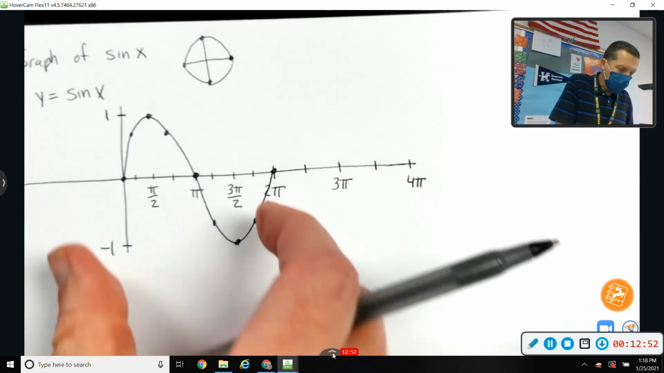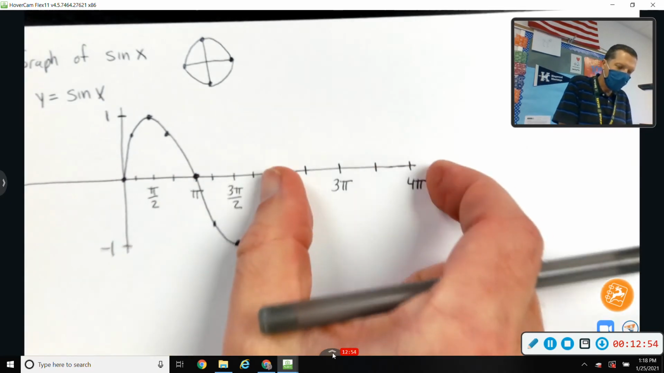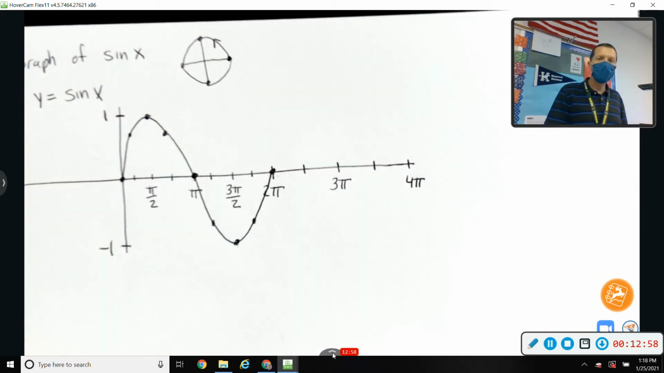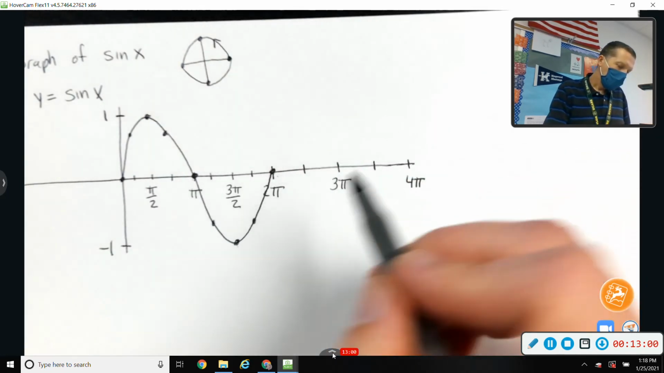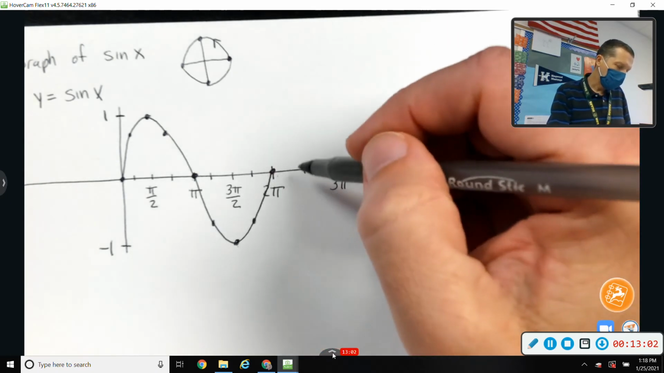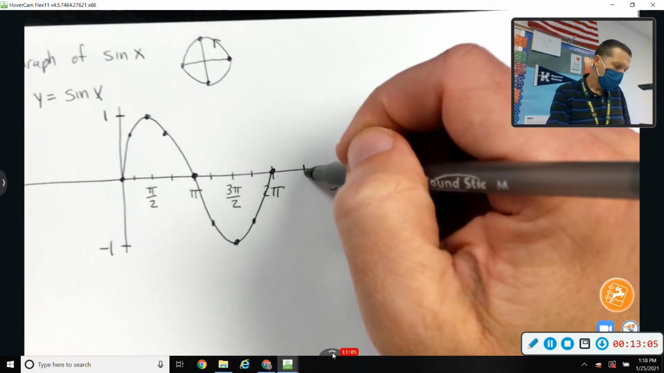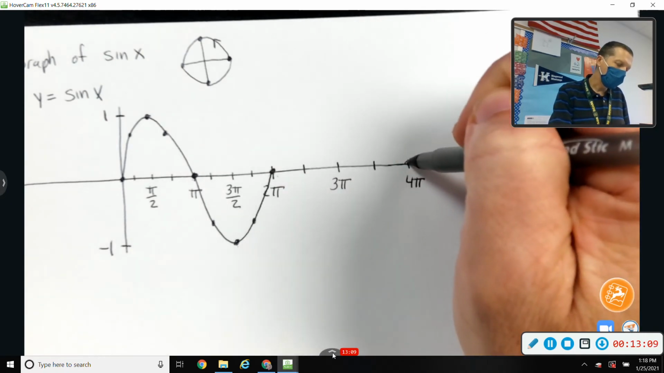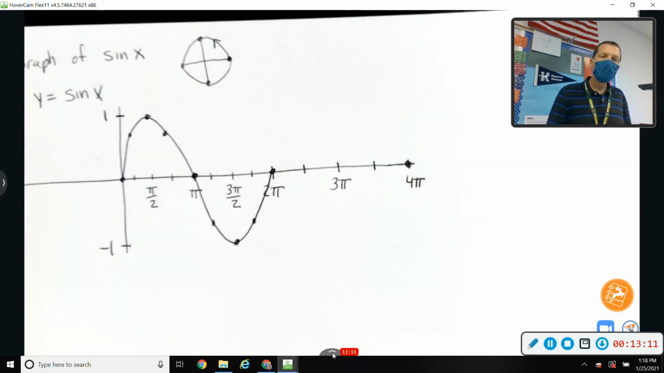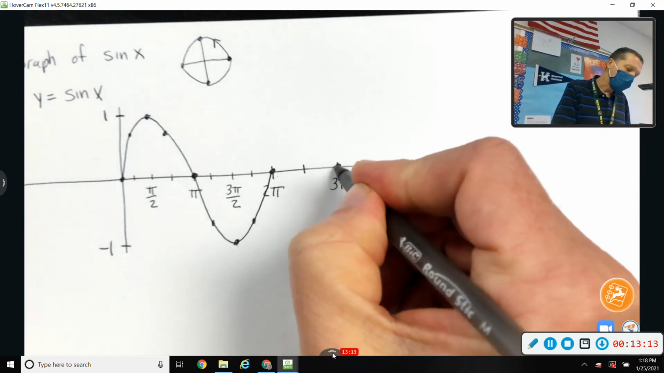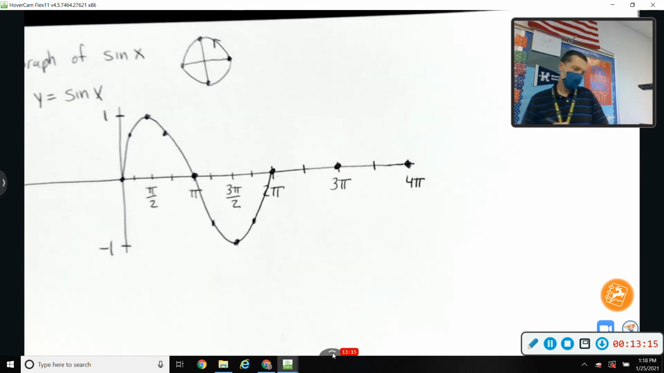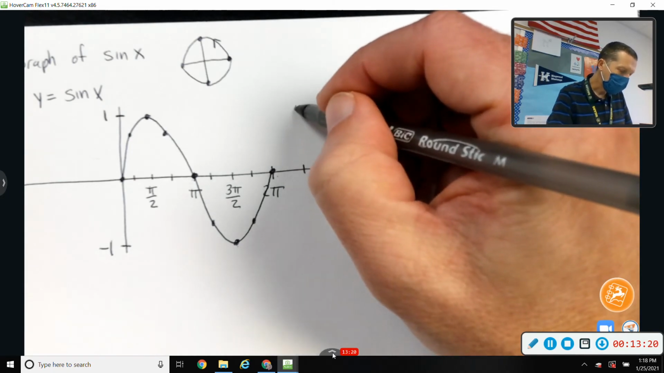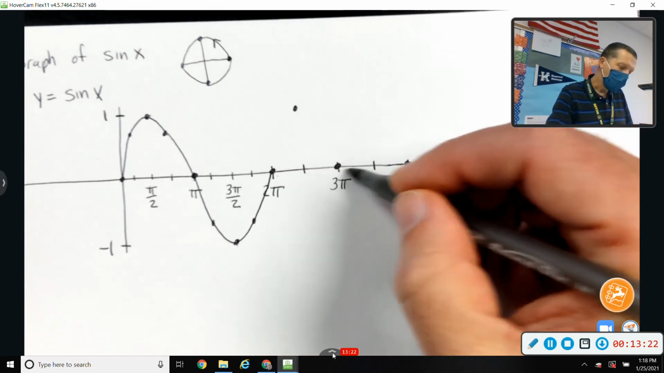So I'm going to copy this over here, because as it rotates around, it's just going to start repeating itself. So let's see, that means at this next, let's jump to the end. At 4 pi we'd be back at 0. Halfway in between we'd be at 0. Halfway in between the pi's we'd be at a maximum, or at a minimum on this one.